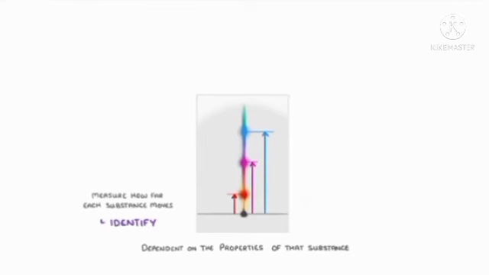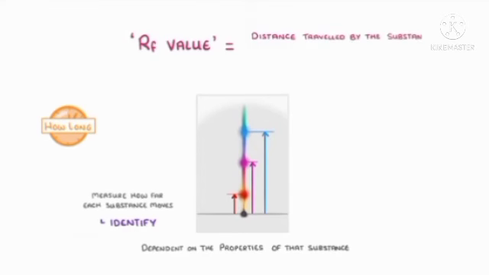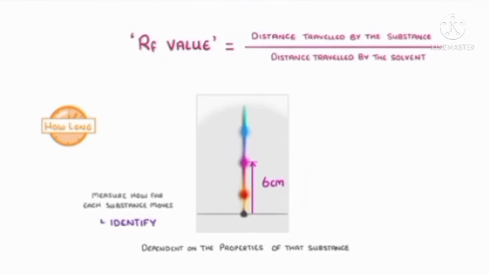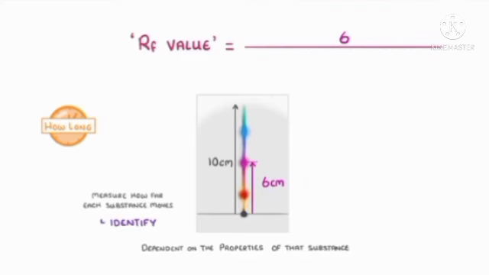How far each of the chemicals moves, though, is also going to depend on how long we leave the experiment. So instead of comparing the actual distance, we instead calculate a ratio called the RF value, which is equal to the distance travelled by the substance divided by the distance travelled by the solvent. So if this pink substance had travelled 6 centimeters from the baseline, and the solvent had travelled 10 centimeters, then our RF value would be 6 divided by 10, so 0.6.